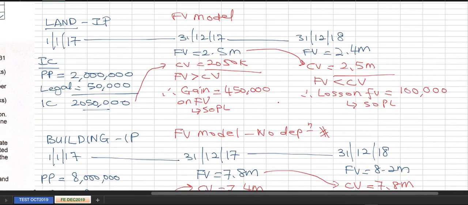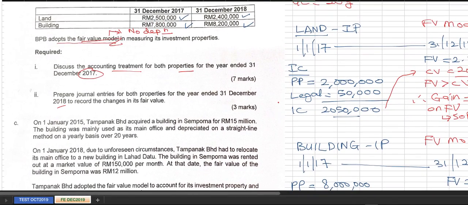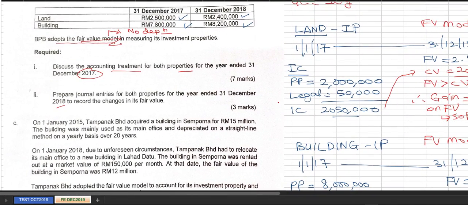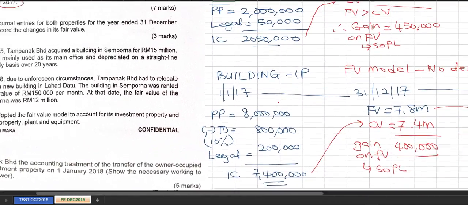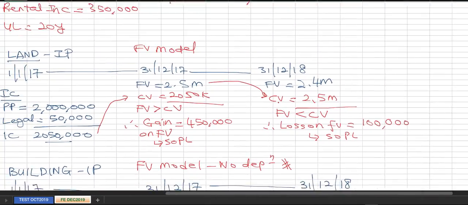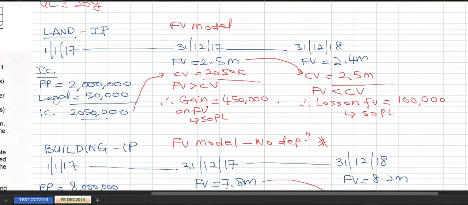So we are going to answer the question. What was the question just now? Discuss the accounting treatment for both properties for the year ended 31st December 17. So based on this, firstly you have to mention on 1st January 17 about this initial cost, and then you have to explain why you need to recognize this land as an IP.